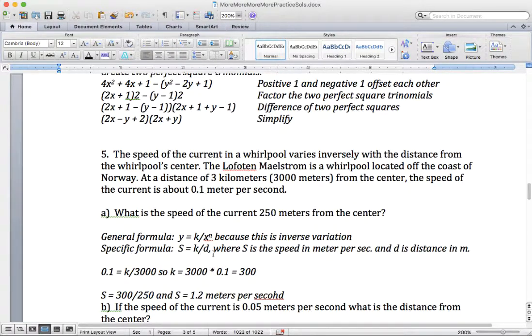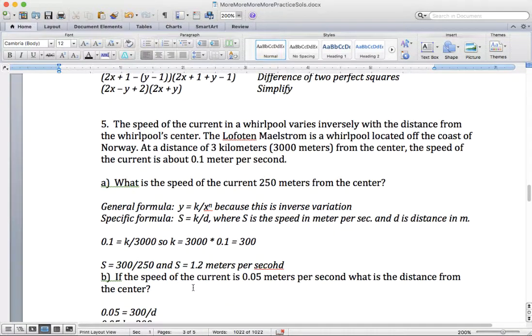So now our specific formula is that the speed is equal to some constant k divided by d to the first power, or just d, where d is the distance in meters, s is the speed in meters per second. Okay, so then we plug in 0.1, which is the speed in meters per second, equals k divided by 3,000, which is the distance in meters, which is what I'm choosing to use. So k ends up being equal to 3,000 times 0.1, or 300.